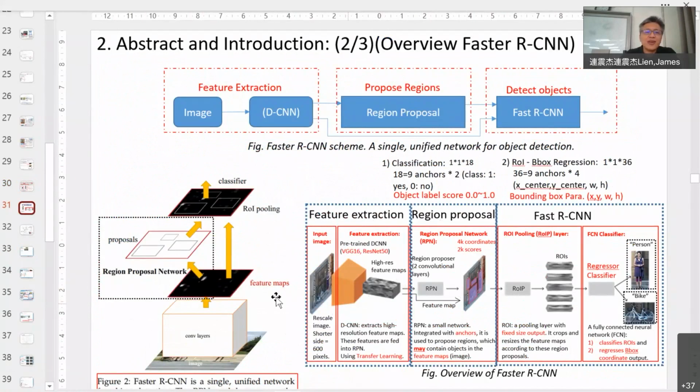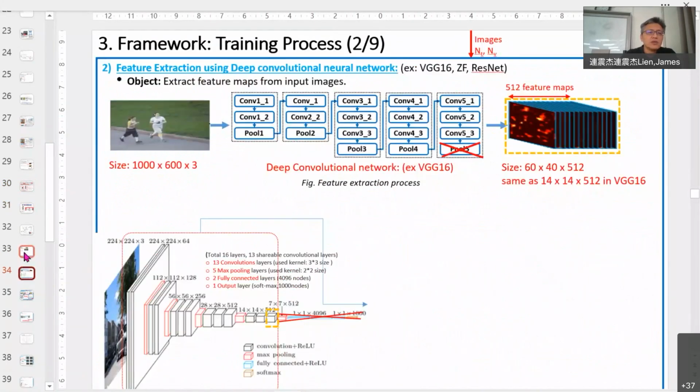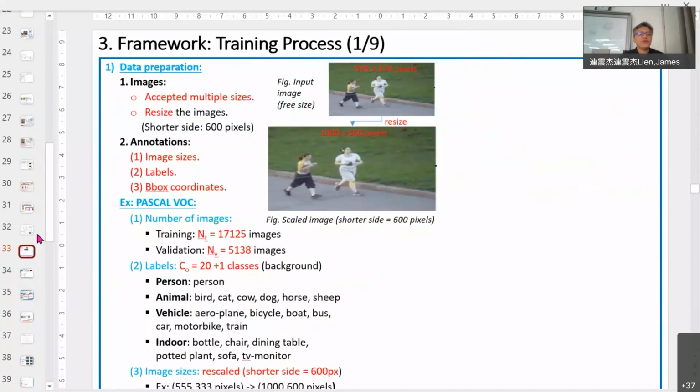So what we try to explain is based on this entire network, very important. Go back to page 33. We say again, originally we have an image here. But no matter what the image size, in this Faster RCNN, it is normalized to 1000 by 600 pixels, based on the shorter side. The shorter side will be normalized to 600, and the same ratio is kept.